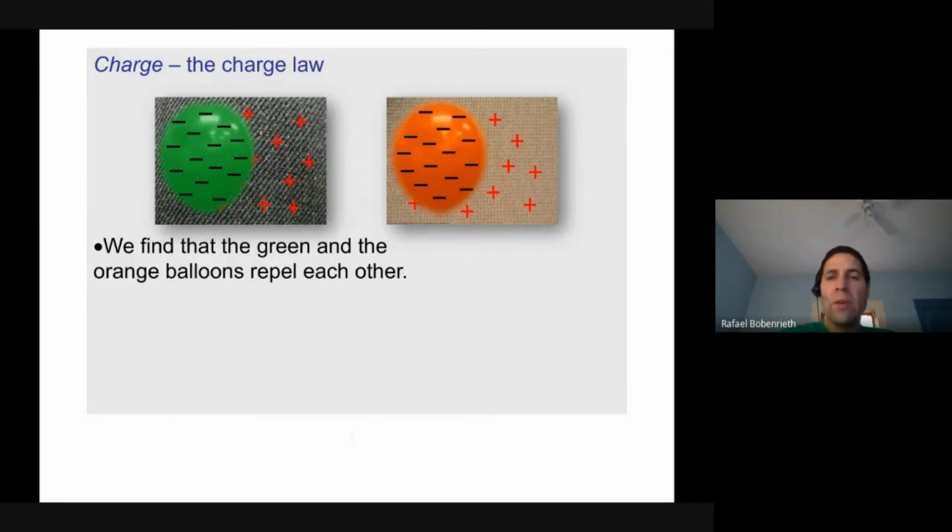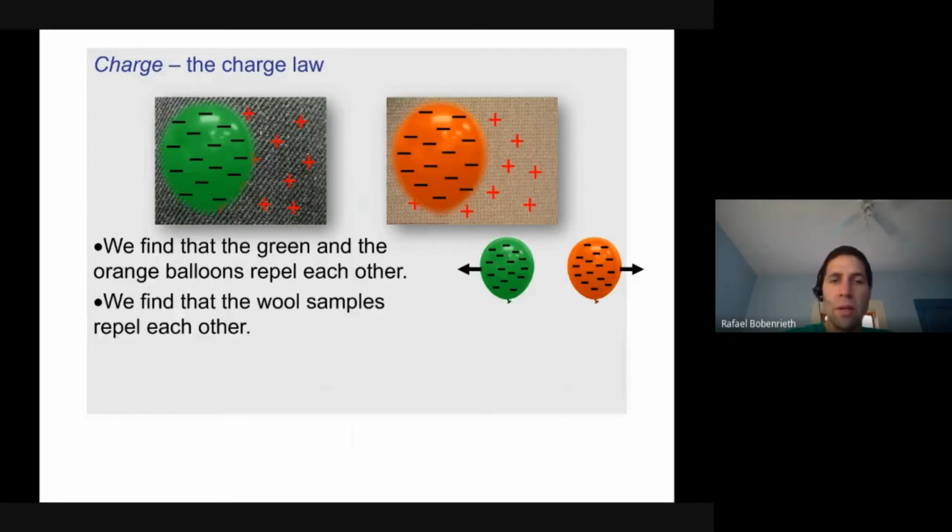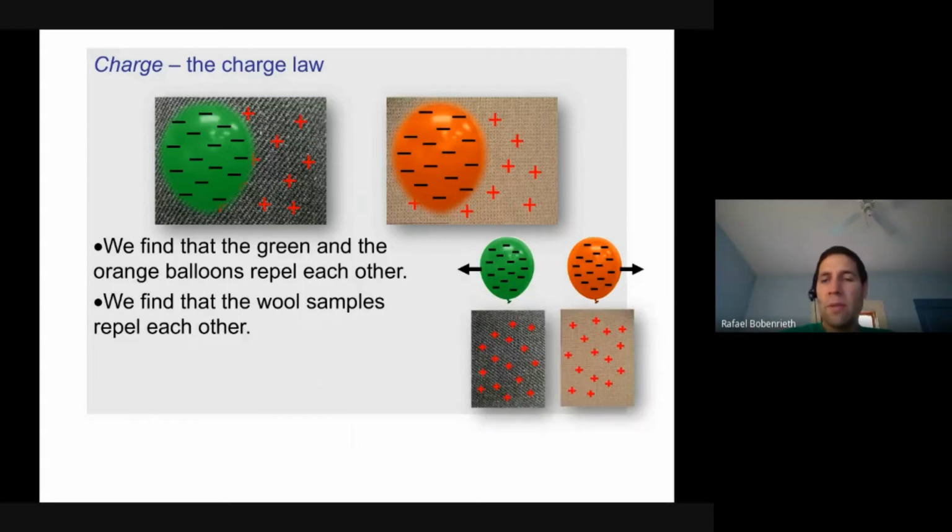If we take two balloons that we've done that with and we try to bring them together, we find that they push each other away. The green and orange balloons repel each other. You can see there I've drawn a very simple free body diagram of the green and the orange balloon when they get in close proximity with each other. By the way, we're ignoring gravity in these situations. Also, if we try to bring the wool samples close together, you're going to find they repel each other as well. That's interesting, right?